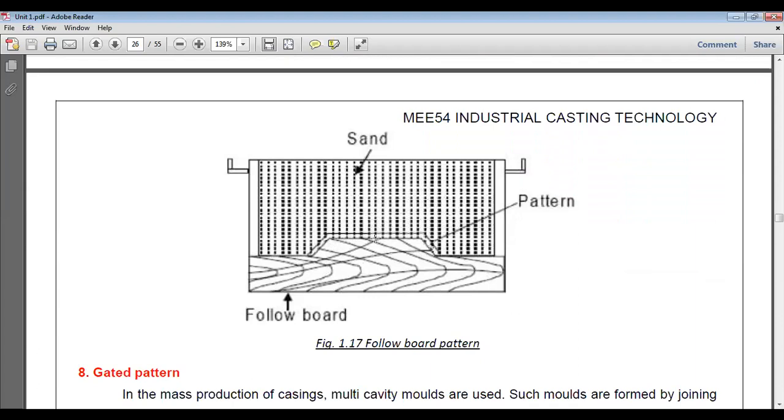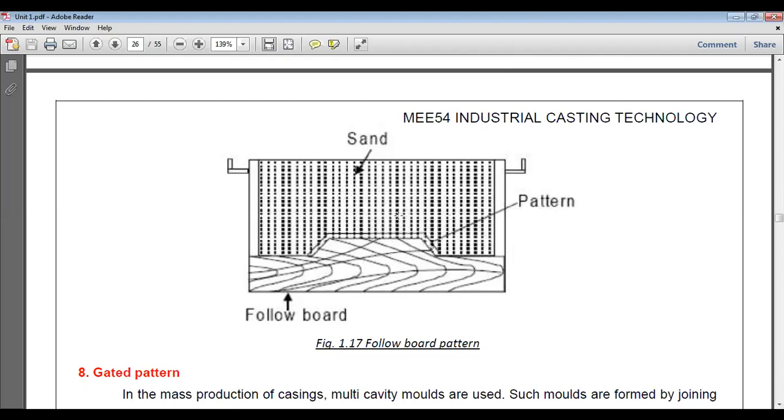So you can see here we have a pattern, and when sand is filled over this, it would probably be distorted, and it may collapse. So we have a follow board, a support board, that basically gives support to the pattern, and this way the pattern gets strength from an additional board that is called follow board.